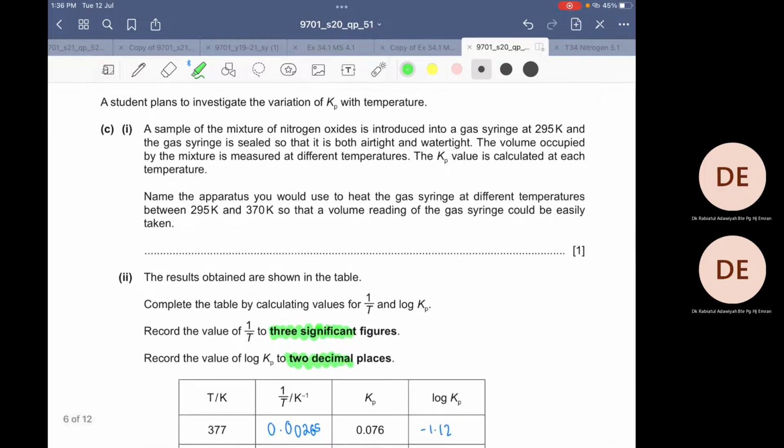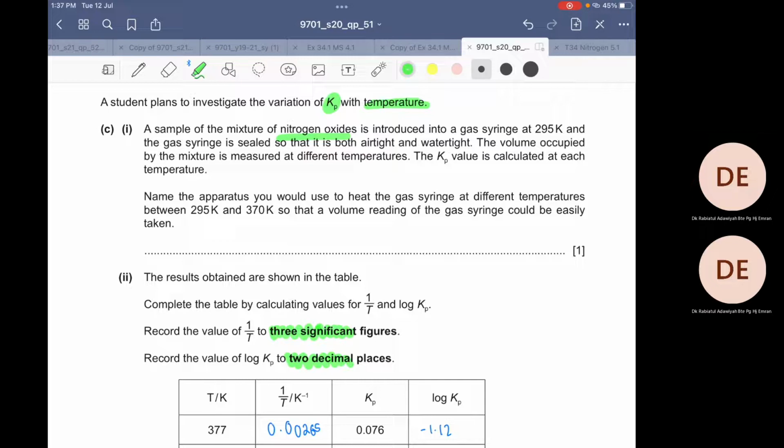A student plans to investigate the variation of Kp with temperature. So we want to see how the Kp changes as you change the temperature. A sample of mixture of nitrogen oxides is introduced into a gas syringe. If you're wondering what the nitrogen oxides are, it's the NO2 and the N2O4. The gas syringe is sealed, so in order to have an equilibrium, you need to have a closed container. It is both airtight and watertight. The volume occupied by the mixture is measured at different temperatures. The Kp value is calculated at each temperature.